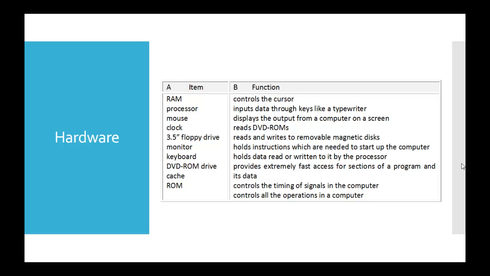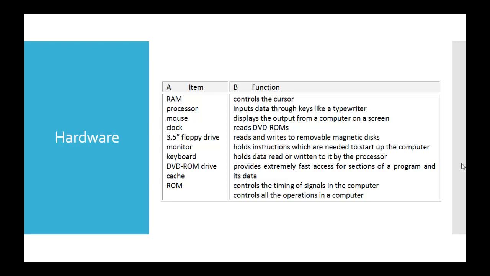Cache. Cache provides extremely fast access for sections of a program and its data. Cache is used to provide extremely fast access for sections of a program and its data. Cache is used for providing extremely fast access for sections of a program and its data. The function of cache is to provide extremely fast access for sections of a program and its data.